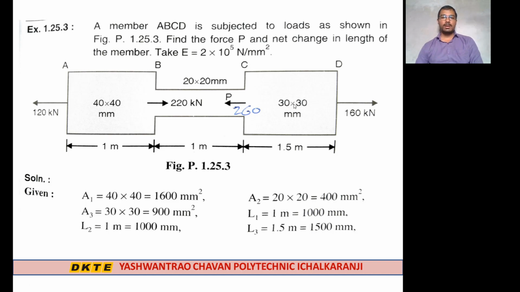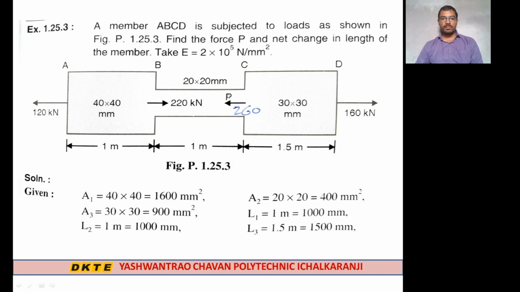What is given first? A1 is 40 by 40, that is 1600 millimeter square. A2 is equal to 400 millimeter square and A3 is equal to 900 millimeter square. L1 is equal to 1000, L2 is also 1000 and L3 is 1500.